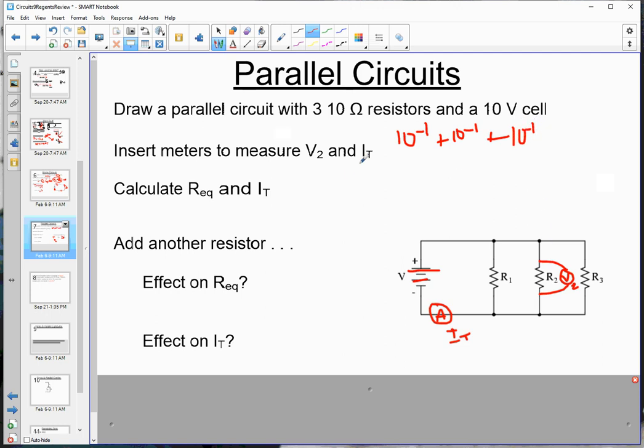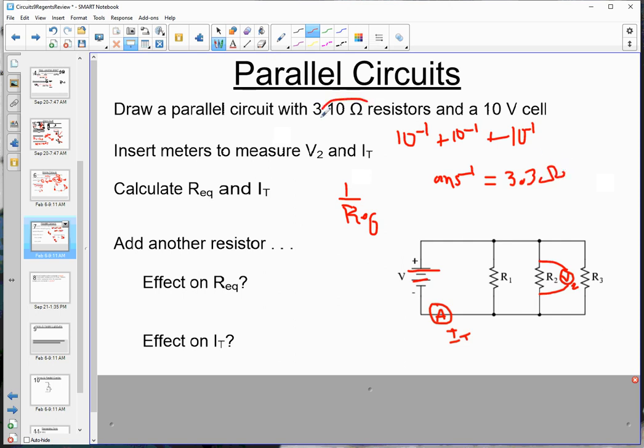Now, when you hit enter, that's not going to be your answer, because if you look at the equation, the left side says 1 over REQ, not REQ. So after you get this, you hit the inverse button again, and it will say answer inverted. And when you hit enter, it'll give you the resistance. So when you have 3 resistors, you have to hit the inverse key 4 times, and you should be getting an equivalent resistance of 3.3 ohms.